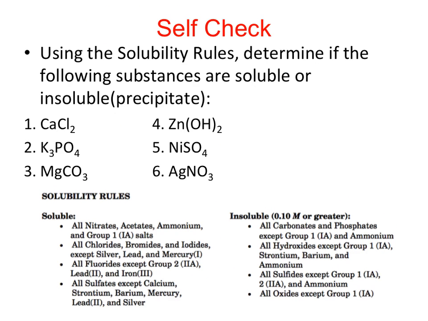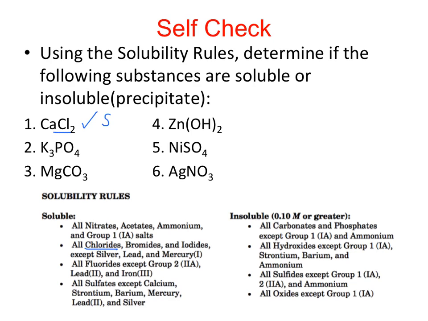So we're going to do a self-check, and I'm going to lead you through this self-check again. We're going to use the solubility rules to determine if the following substances are soluble or insoluble. So you're always going to look for the anion. I'm going to look over here, and I see chlorine. Chlorine is a chloride, and it says that all chlorides are soluble unless silver, lead, and mercury. And since calcium is not silver, lead, or mercury, we're going to say that this is soluble.